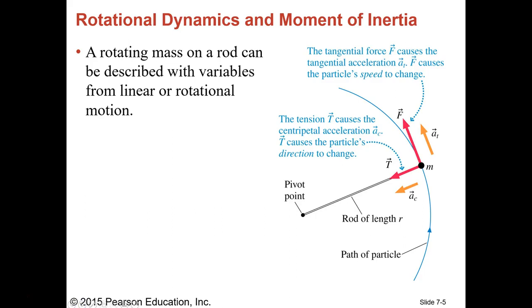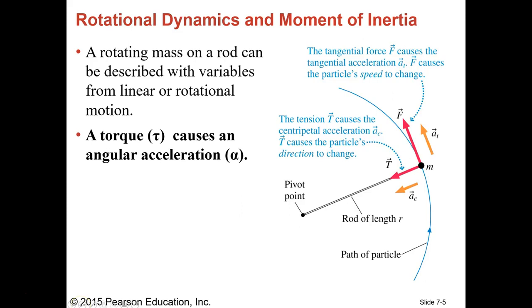Whenever we have objects that are rotating, we can describe them using rotational kinematics or rotational motion variables, or we can describe them using linear variables. Whenever we have a torque that's applied to an object, so like we know a torque is just some force applied from some distance r from our pivot point, we create an angular acceleration. This is only when we have a net torque. And we say our angular acceleration is going to be symbolized with this Greek letter alpha.